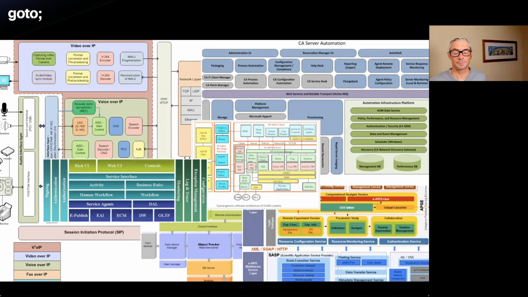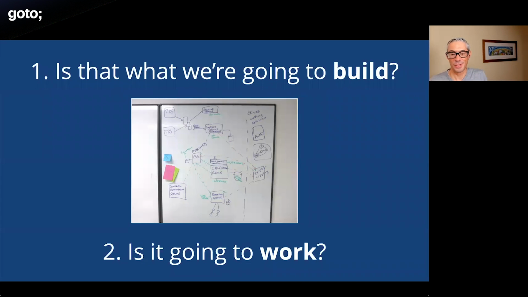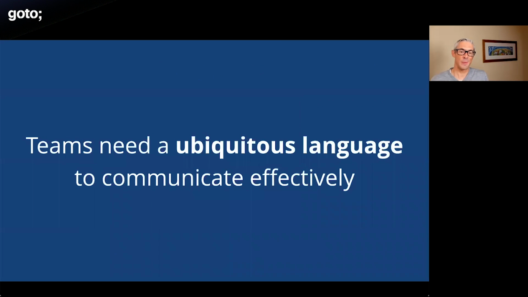It's just a mess. The reason I put so much focus on diagrams is because if your diagrams don't make sense, you can't answer these two questions, right? You can't have the right conversations to even start answering these two questions. So I think teams need a ubiquitous language to communicate effectively. And I'm not talking about a DDD, domain-driven design ubiquitous language.